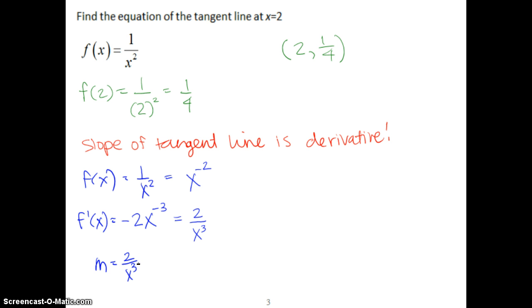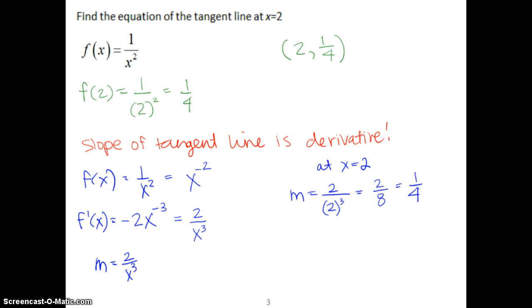Now we need to come up with the equation of the tangent line at x equals 2. So at x equals 2, the slope is going to be 2 over 2 cubed. We're going to just plug 2 in to our slope formula, and so it's going to be 2 over 8, which reduces to 1/4. So now that we have the slope and we have a point, we can use point-slope form.